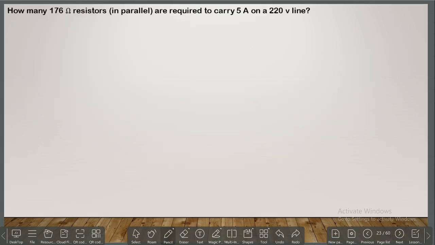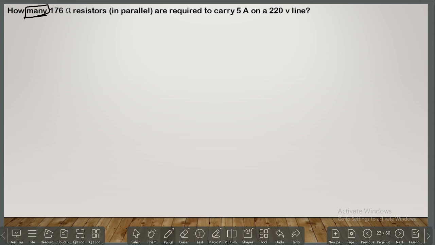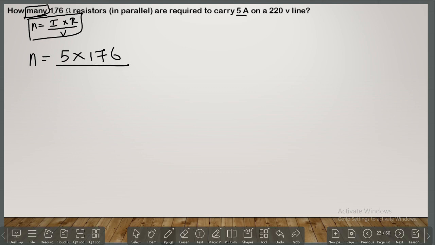Next, how many 176 ohm resistors in parallel are required to carry 5 ampere on a 220 volt line? As I said earlier, how many, number of resistors. So what is the formula? N is equal to I into R by V. This is the formula we are going to use in order to calculate the number of resistors in parallel. So what is the condition? N is equal to, what is the value of I? It is given in the question, 5, into, what is the value of R? 176, by, what is the value of V? 220. The V value is over here.